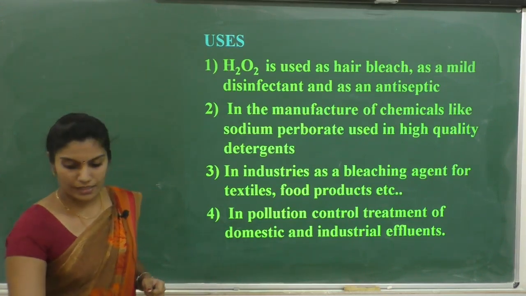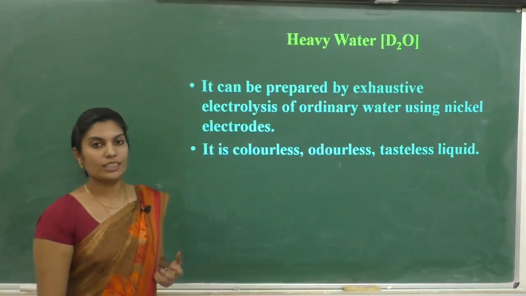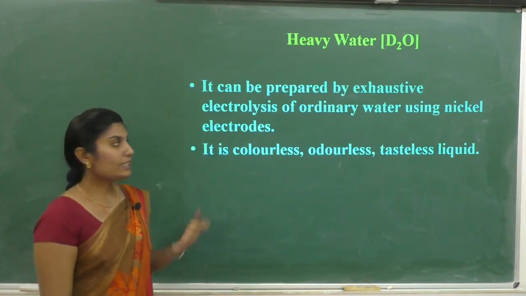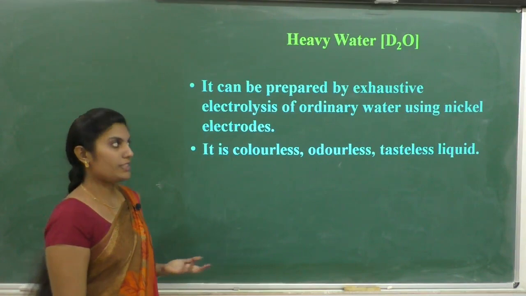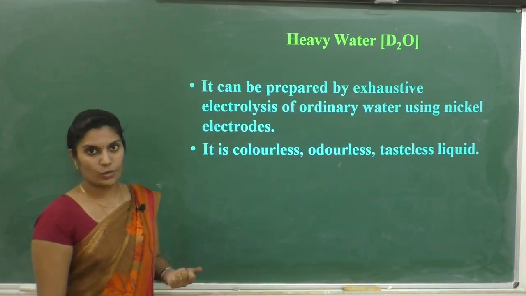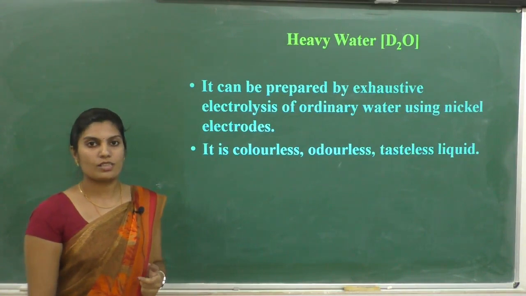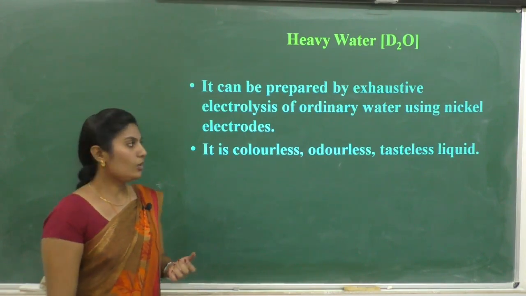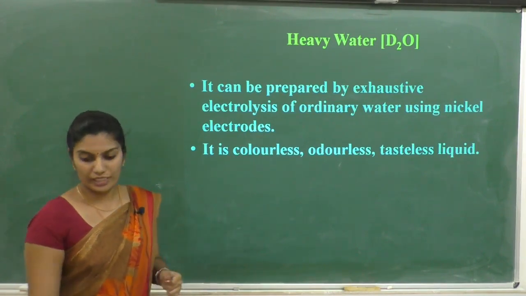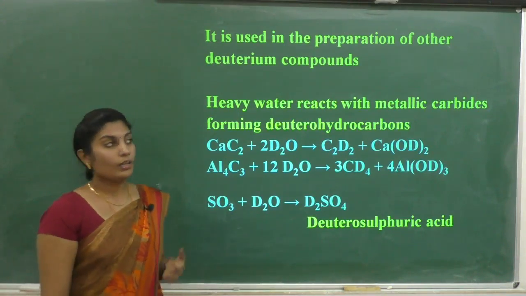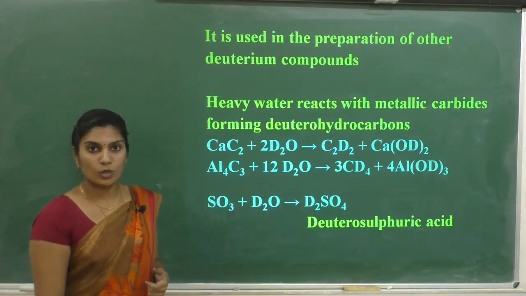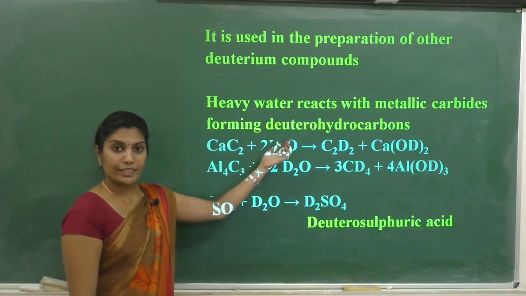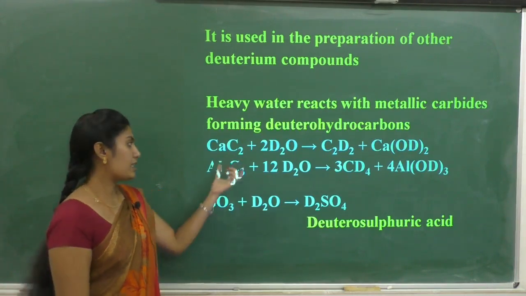Cleared? Next, coming to heavy water, it is also represented as D2O. It can be prepared by the continuous electrolysis of ordinary water using nickel electrodes. By the continuous electrolysis of water, we are going to get heavy water. It is a colorless, odorless and tasteless liquid. It is used in the preparation of many deuterium compounds. Heavy water reacts with metallic carbides forming deuterium hydrocarbons.